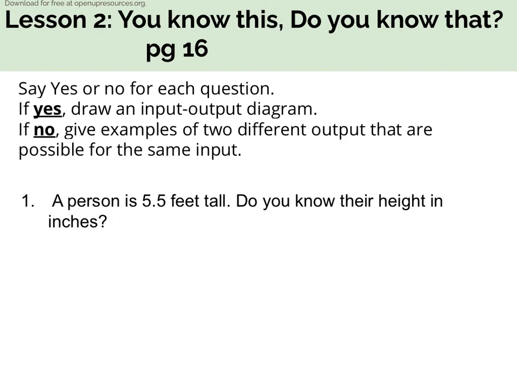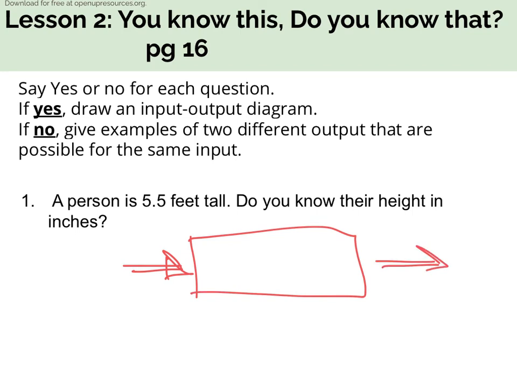All right, so let's make our table, our function box, right? We're going to put it in, and we're also going to bring something out. So we have the 5.5. And then how did we find out how tall it is in inches? We are going to multiply by 12. So 5.5 times 12 is 66. And then it will be inches.